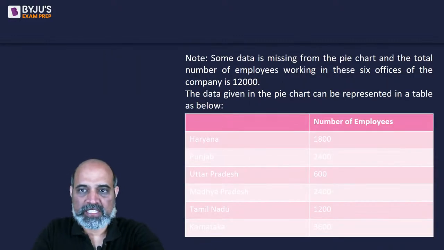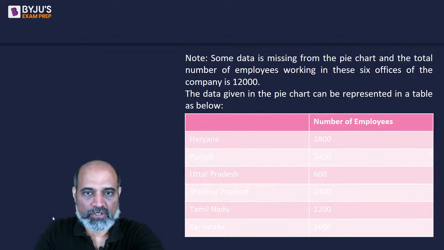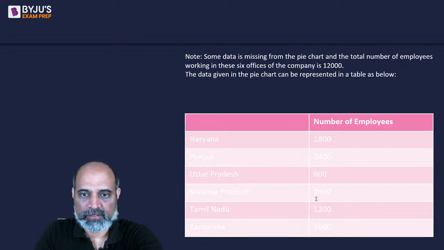Some of the data is missing in the pie chart. Okay, so we need some clarity here. The table is not the right one. So इसको ठीक कर देते हैं.